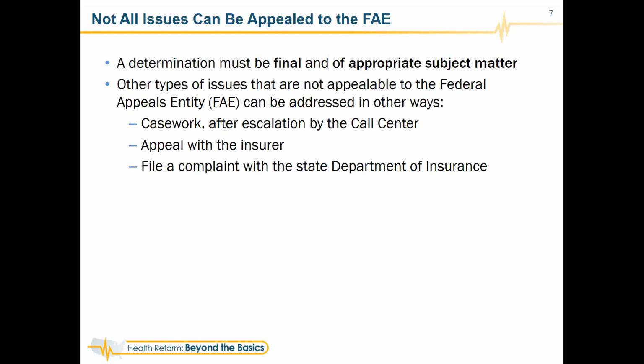There are other opportunities for consumers that we list here, and we'll go through each of these: casework, appealing with an insurer, and filing a complaint with the Department of Insurance. We'll go through each of these over the next few slides.